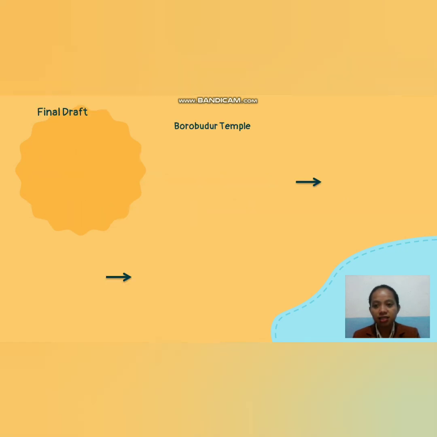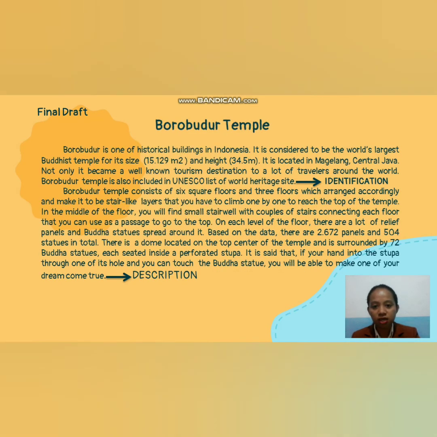Okay, students, this is the final draft of Borobudur Temple that we have written by using mind mapping. The first paragraph here is the identification, and the second paragraph here is the description. Well, students, I think that's all about the explanation of our lesson today, and I hope you have understood the descriptive text. Well, students, what have we learned today?